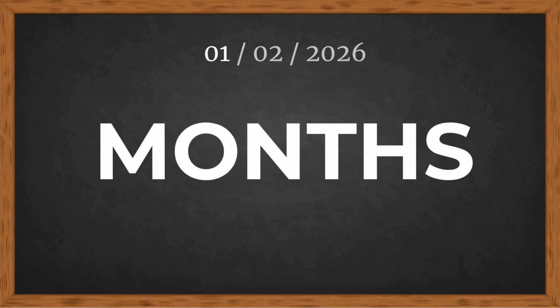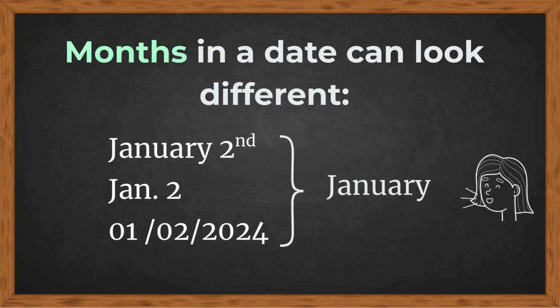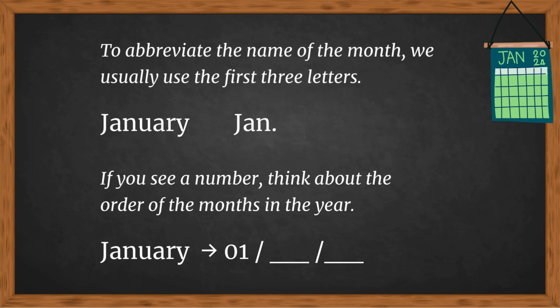Let's start with months. In our example date, the month is the first part, January. Months in a date can look different. We can write January, or Jan, or just 01. They all mean the month January. To abbreviate the name of the month, we usually use the first 3 letters. January becomes Jan. If you see a number, think about the order of the months in the year. January is the first month, so its number is 01.